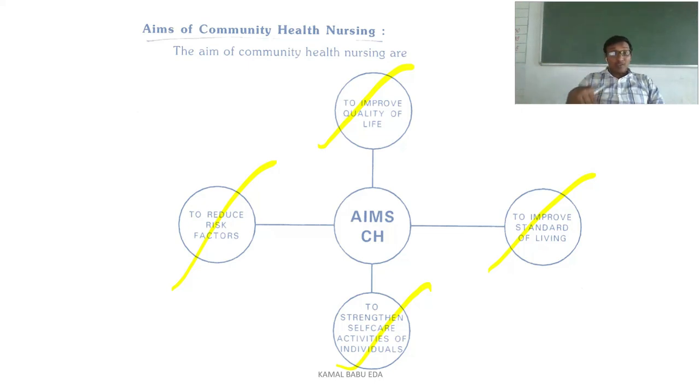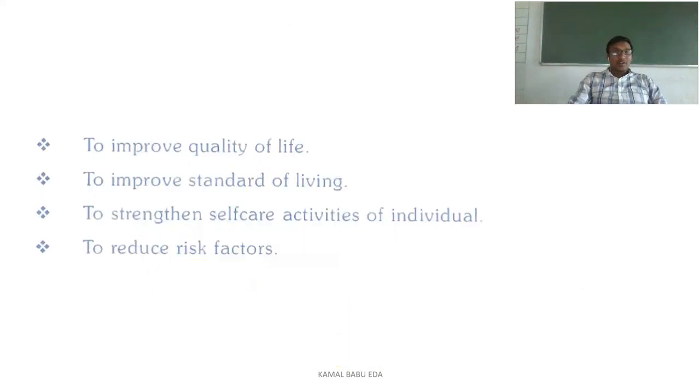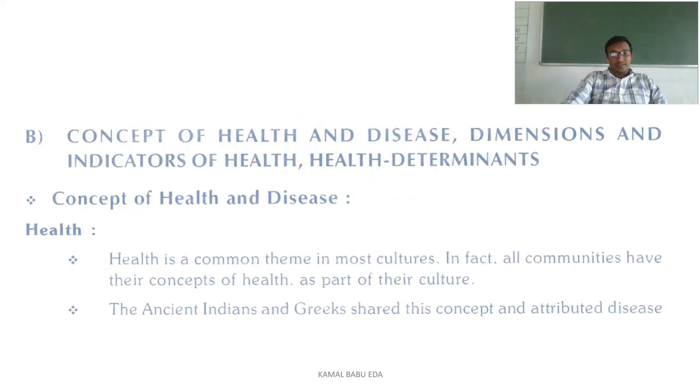How to strengthen our self-care and do our life activities is mainly individual based. So community health nursing focuses on strengthening the self-care activities of individuals in the community. Whenever we lead a quality life, improve our standards of living, and perform our self-care activities, we ultimately reduce the risk factors. If the risk factors decrease, then the disease rate also decreases. These are the aims of community health nursing: to improve the quality of life, to improve the standard of living, to strengthen self-care activities of individuals, and to reduce the risk factors.